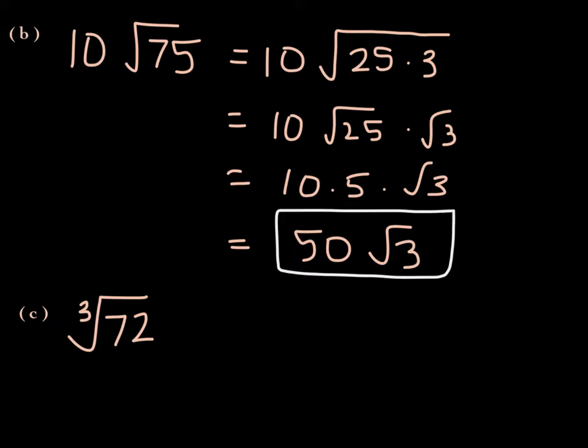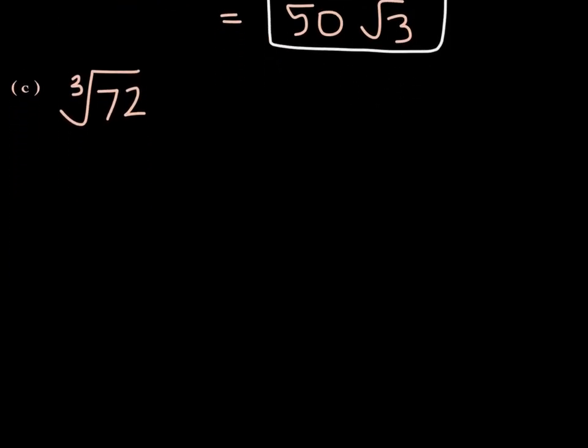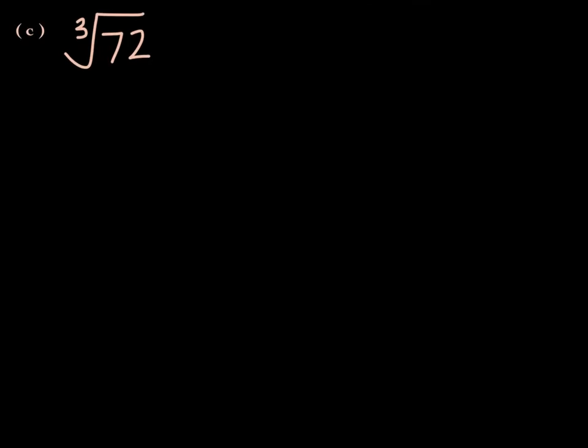The next one is the cube root of 72. All right, so the cube root of 72. 72 is not a perfect cube. If you list out some of your perfect cubes, you will not see 72 in that list. So the idea here is to rewrite 72 as a product of two factors. Now be careful, where one of the factors is a perfect cube. So you have to shift your thinking here. Don't think of perfect squares. Instead, think of perfect cubes.